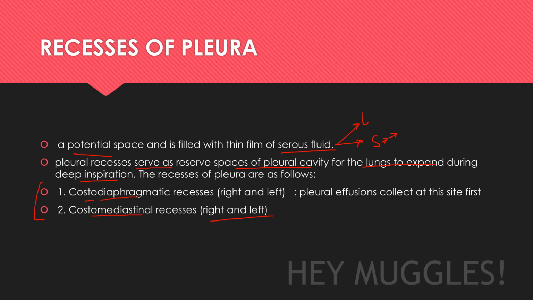So these recesses are clinically very important, because whenever there is a collection of fluid, it occurs at the costodiaphragmatic recess first, right? So basically pleural effusions collect at costodiaphragmatic recess first. Is that clear to you?